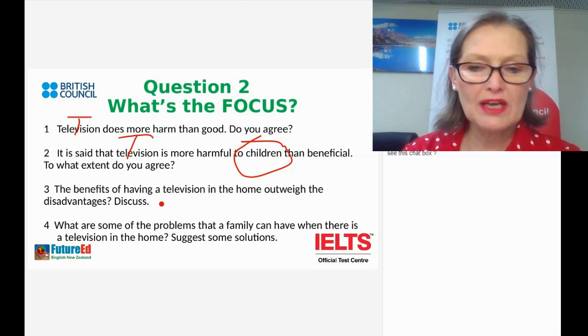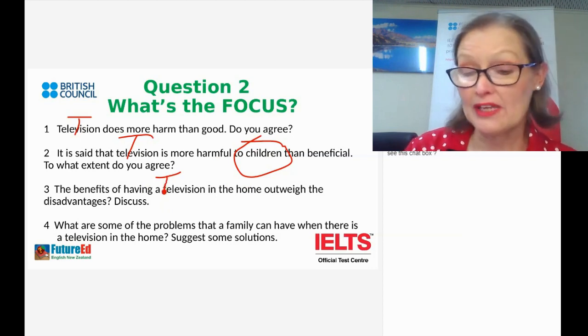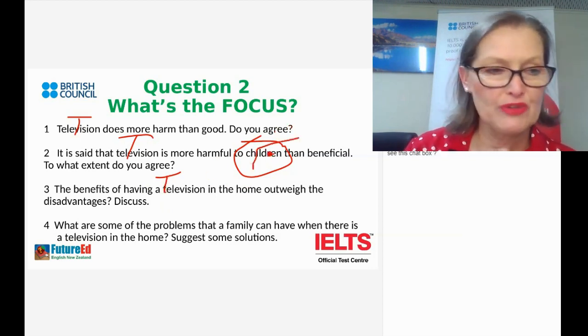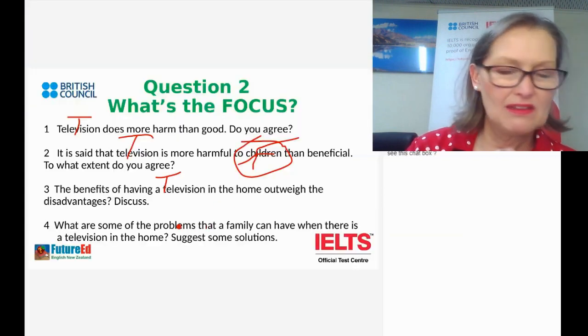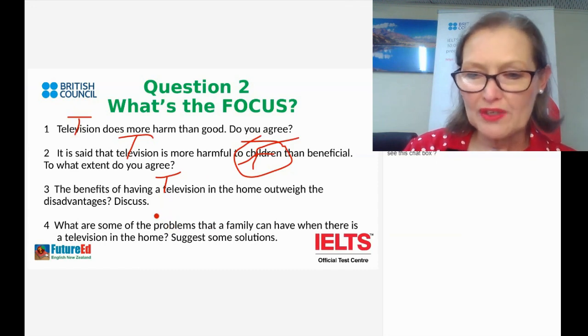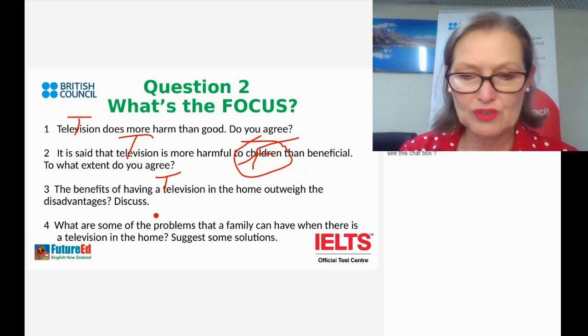Television is my topic. And now have a look. What would my focus be? Television, good or bad? And what would my focus be in question number 2? It's more harmful to children. It's just about the children. Children, that's right. In this essay, I can only write about children.